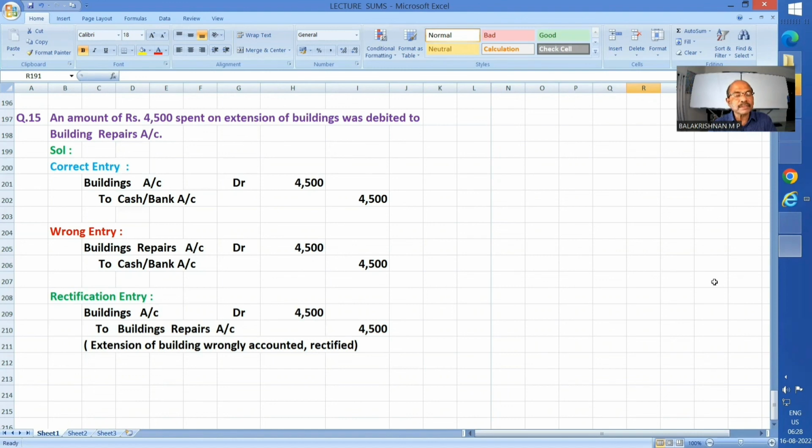Whereas the wrong entry is that instead of buildings account, you debited buildings repair account. So what do we have to do now? What's the rectification entry? Buildings account 4,500 is pending to be debited. Unnecessarily, you debited buildings repair account 4,500, so it has to be credited. So our rectification entry is buildings account debtor 4,500 to buildings repair account 4,500 with the narration: extension of building wrongly accounted, rectified.